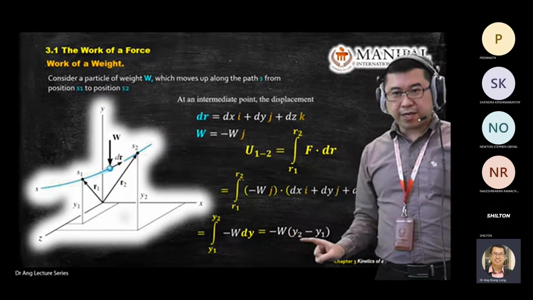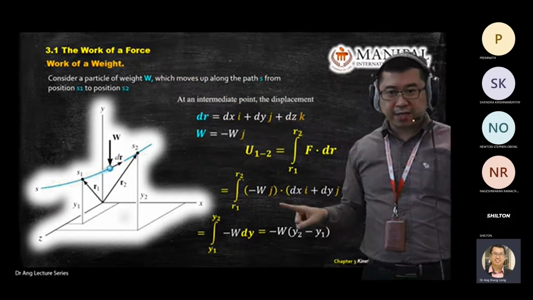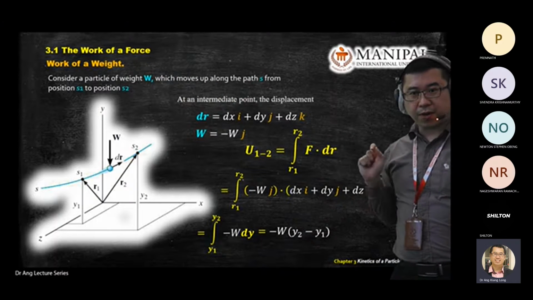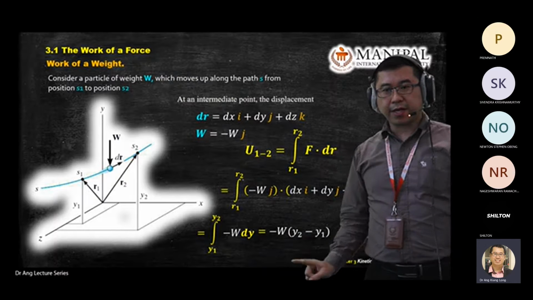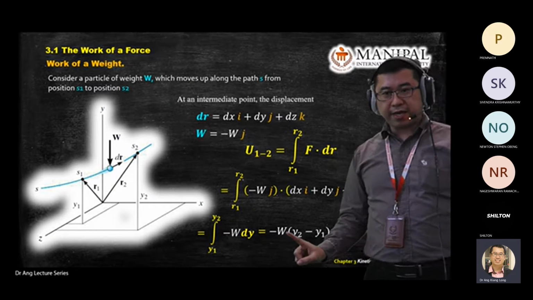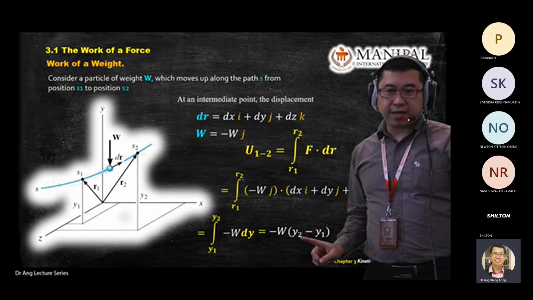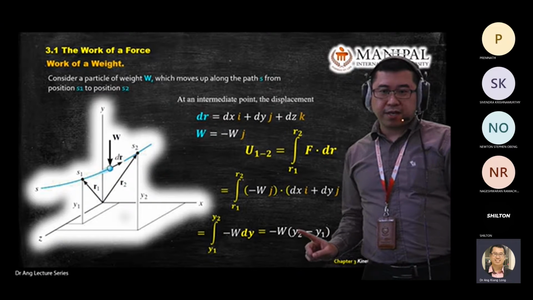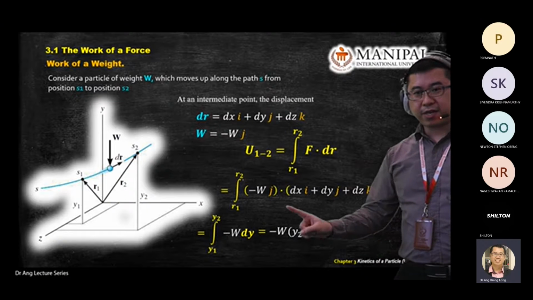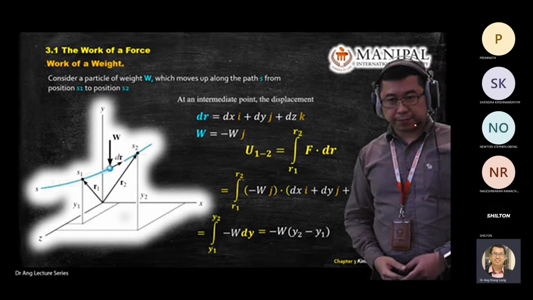Okay, so from here we derive the equation for the work done by the weight equal to negative W times (y2 minus y1). Of course you can rewrite this equation into a positive form. You can write W times (y1 minus y2). Okay, you can rewrite the equation into a positive form if you want.